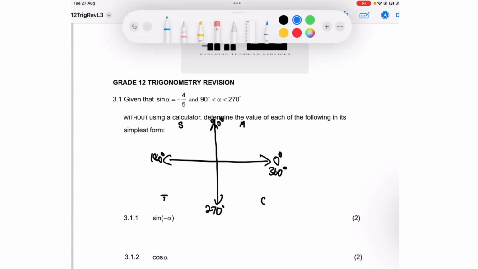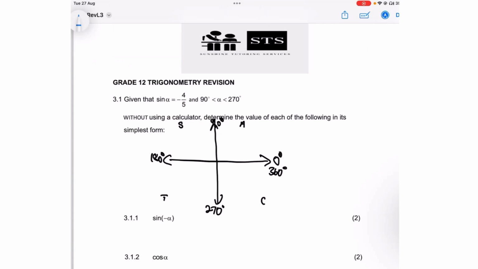Firstly, you're going to use the restriction. The restriction says draw your right angle triangle in which quadrant? You must draw it either in quadrant 2 or 3, based on the restriction, because the restriction says from 90 to 270. That's where alpha is. So it can either be in 2 or 3.